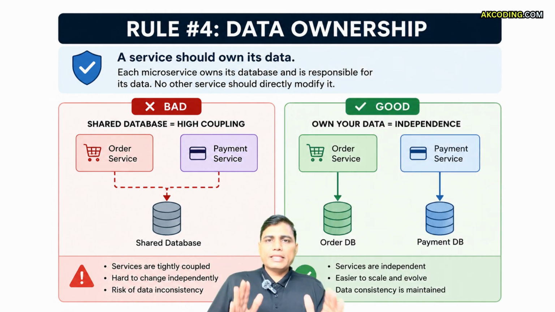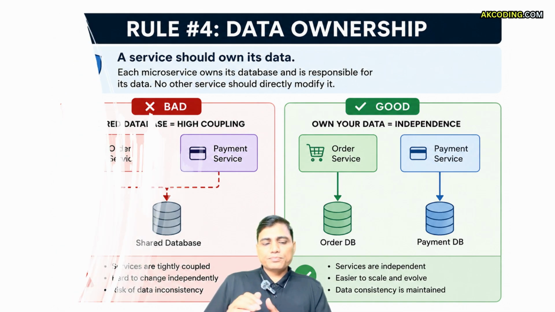Rule number 4, that is data ownership. Here is one of the most important rules in microservices. The order service will connect to the order DB, payment service would connect to the payment DB, inventory service connect to the inventory database, and payment service should not directly modify the order database, and order service should not directly modify the payment database. Why? Because otherwise services would not be truly independent.